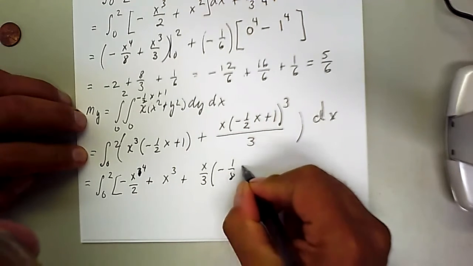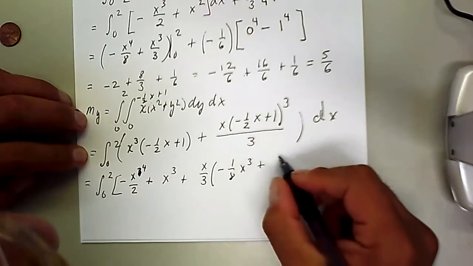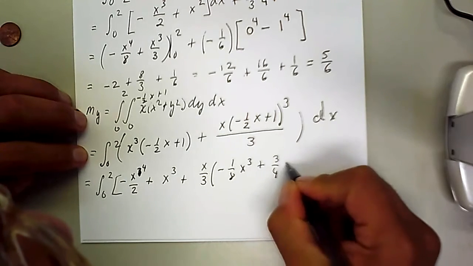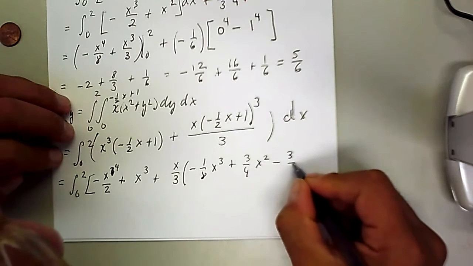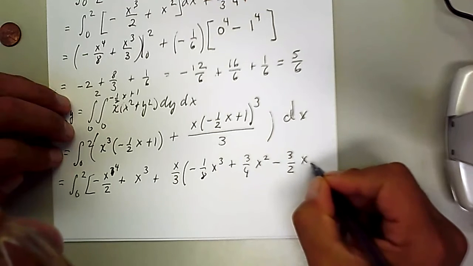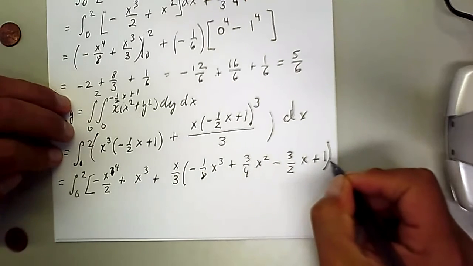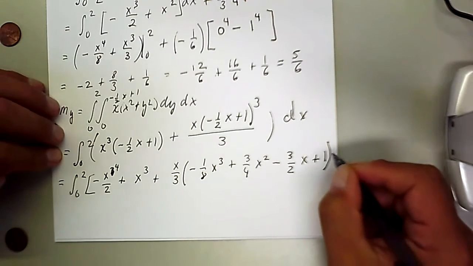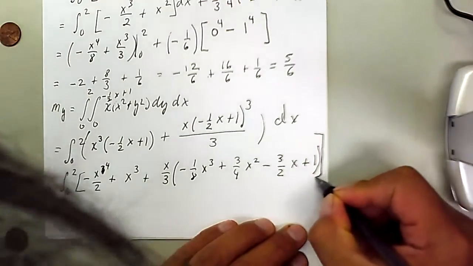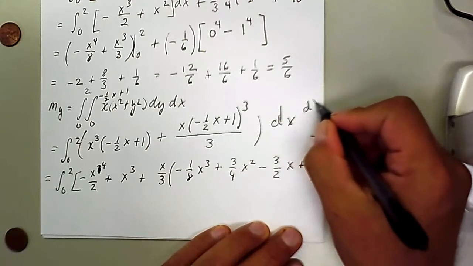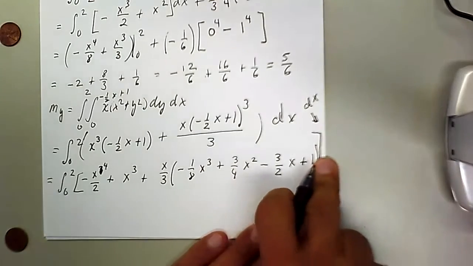Negative 1 over 8 x cubed is the first term, plus 3 over 4 x squared minus 3 over 2 x plus 1. Close parenthesis, and I still have to close the bracket. Let's see if I can close it here. And then we should include the differential. So this is not very good notation, but I'm putting dx and an arrow indicating there is a dx that should show here.